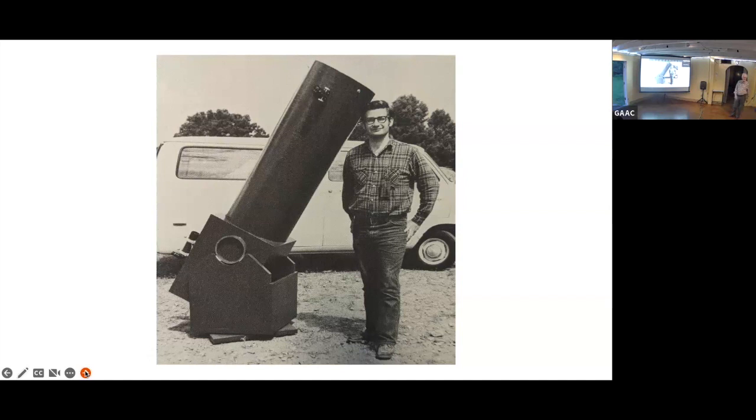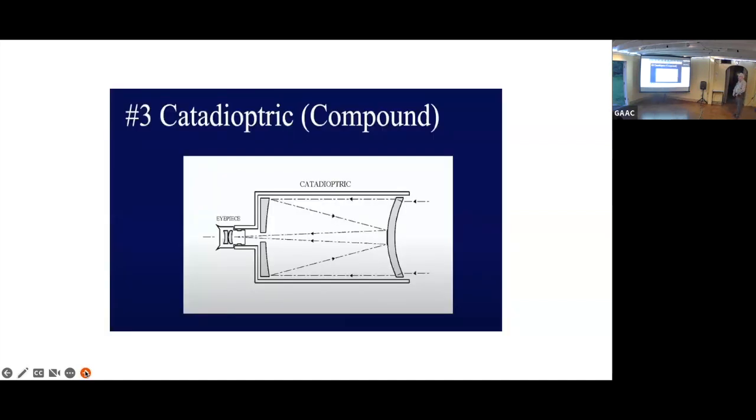Okay, next, please. Now we come to a catadioptric, which is a compound telescope, a mixture of a lens and a mirror. Why does it matter? So you'd be on the camera? Oh, people have to see me too? Yes. Okay, so light comes in, it goes through a lens first.